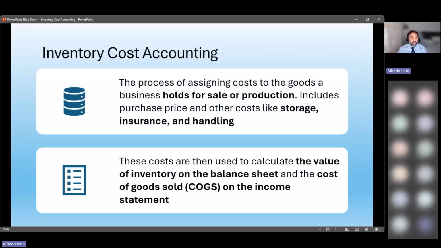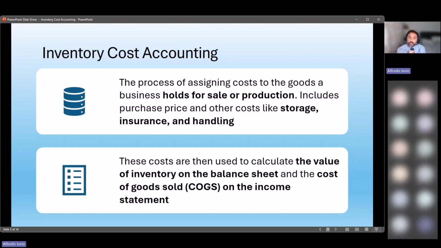Right, so inventory cost accounting. Let's start with a quick introduction, because cost accounting, if you're not an accountant by trade like me, might be quite counterintuitive. So inventory cost accounting is the process of assigning costs to the goods that a business holds for sale or production. This is important because it's about assigning a cost to what an organization essentially consumes or ships.